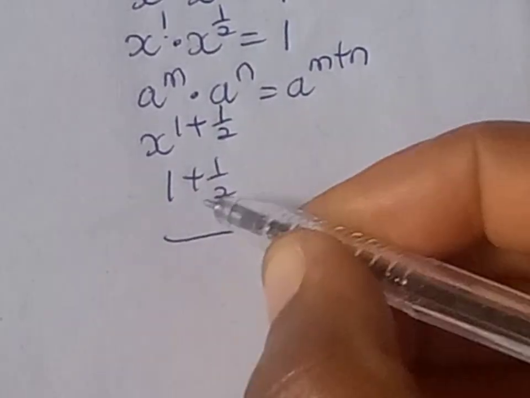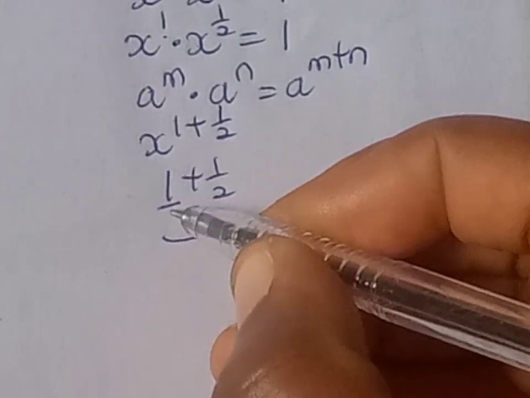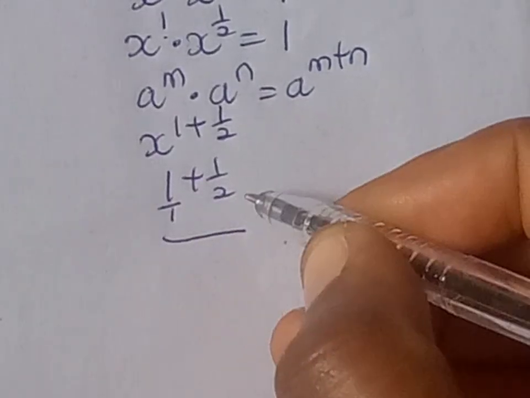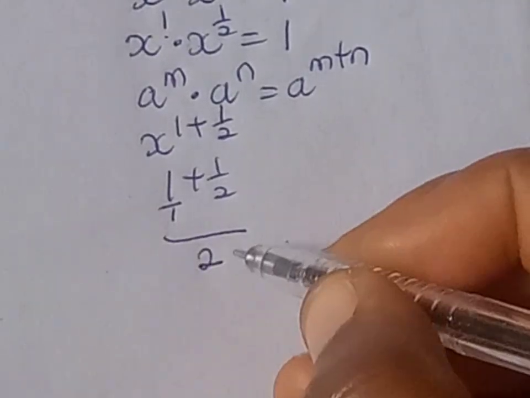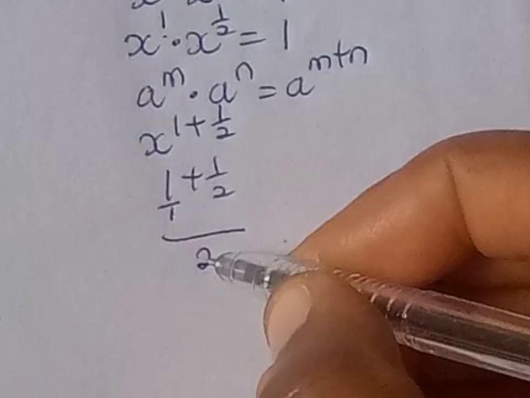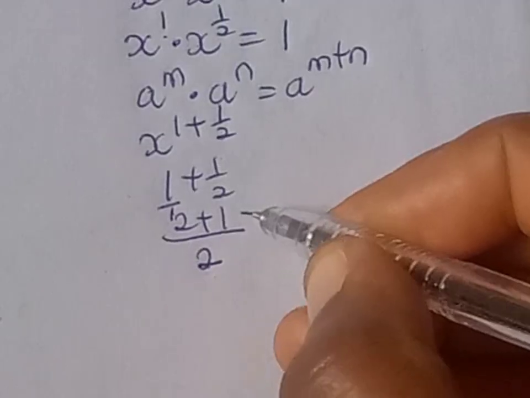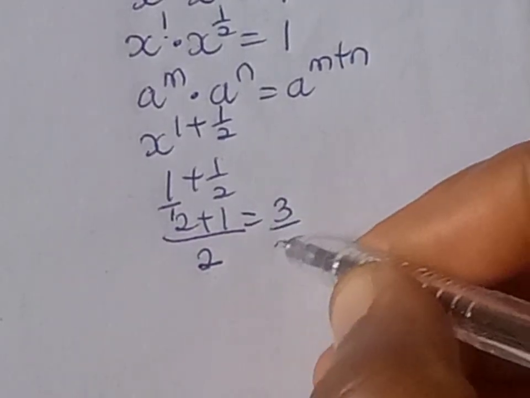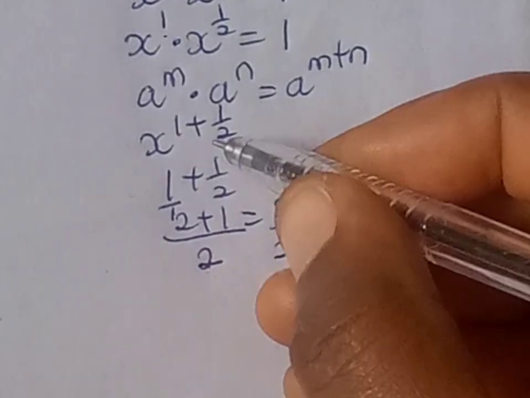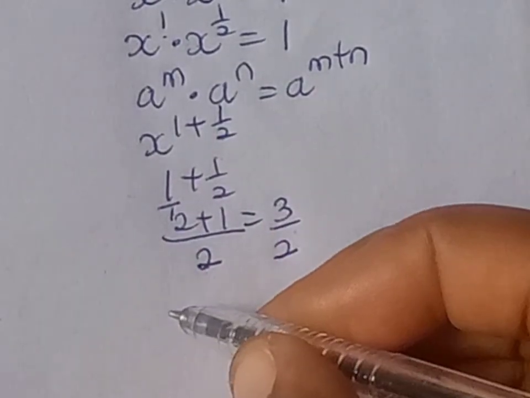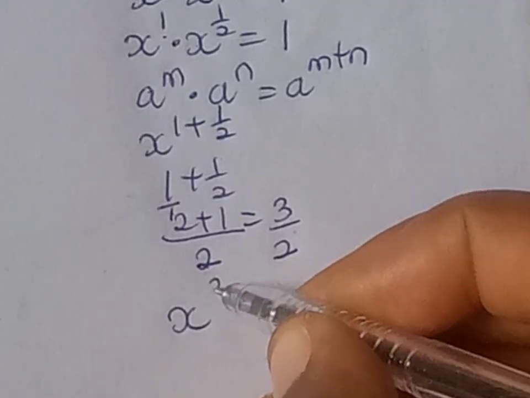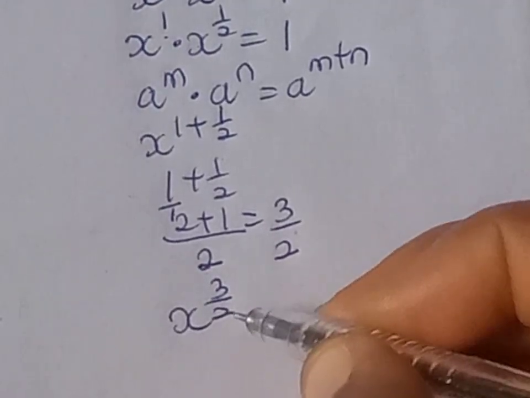The LCM is what? An ordinary 1 standing on its own has an invisible 1 underneath. The denominator is 2. 1 into 2, 2 times 1, 2, plus 2 into 1, 1 times 1, 1. So we have this as 3 over 2. Now let's substitute it here. We have x raised to the power 3 over 2.